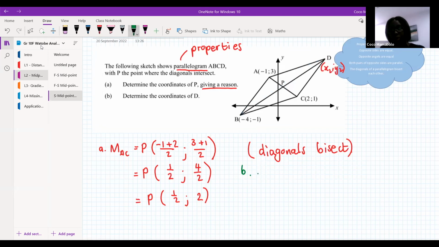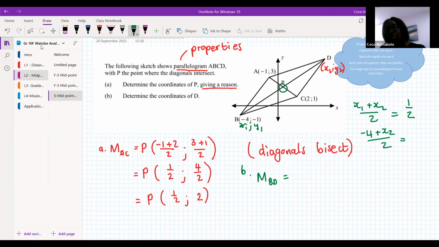So here's what we're going to do. The midpoint of BD is equal to something. For my x value, I add my 2 x values, x1 plus x2 divided by 2, and that would give me my P value. So all of this needs to give me 1/2, because P is my midpoint. My x1 is -4, so I will have -4 plus x2 over 2 is equal to 1/2.